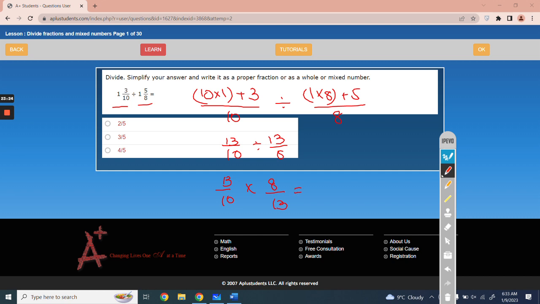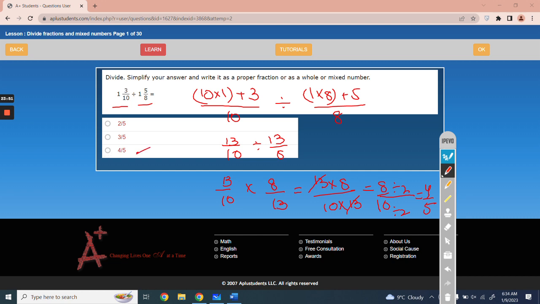So just do numerator times numerator, that would be 13 times 8 and 10 times 13. Here you can cancel out 13 because they are dividing. You are left with 8 over 10. You have to simplify the answer. Just look for a common number that can divide both numerator and denominator. Just divide them by 2. 2 times 4 is 8, and 2 times 5 is 10. So it is 4 over 5.